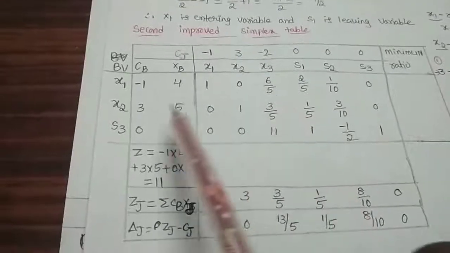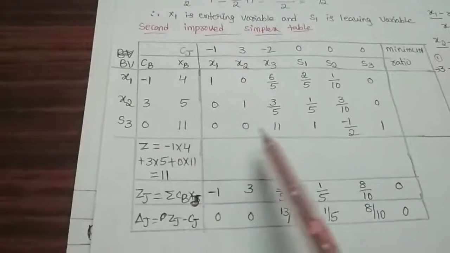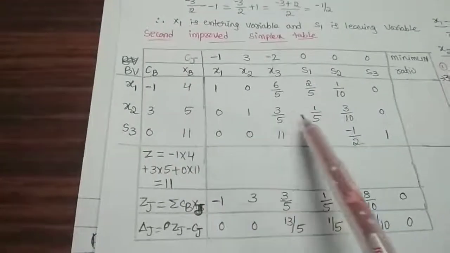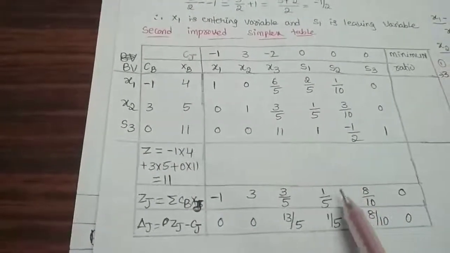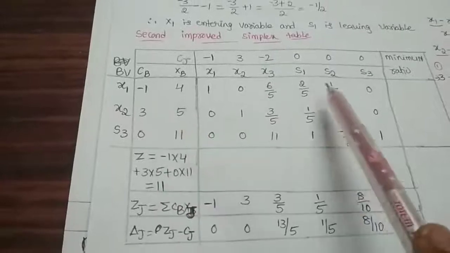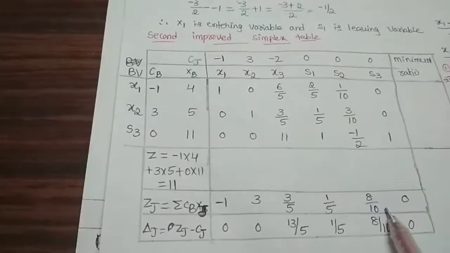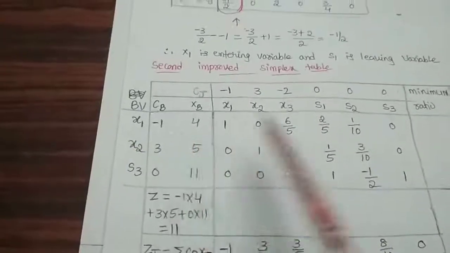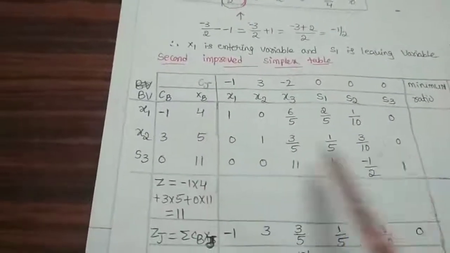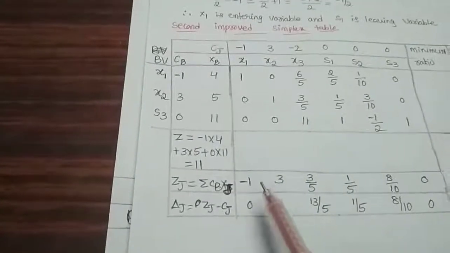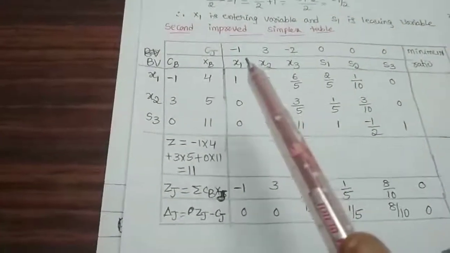Minus 1 into 6 by 5 plus 3 into 3 by 5 plus 0 into 11, that equals 3 by 5. Minus 1 into 2 by 5 plus 3 into 1 by 5 plus 0 into 1 by 5, that equals 1 by 5. Minus 1 into 1 by 10 plus 3 into 3 by 10 plus 0 into minus 1 by 2, that equals 8 by 10. The last one is minus 1 into 0 plus 3 into 0 plus 0 into 1, that equals 0.